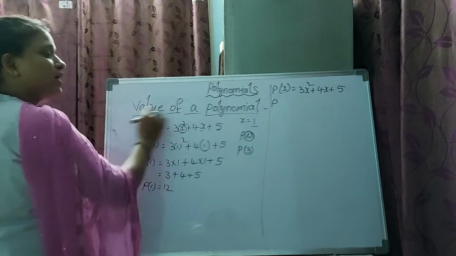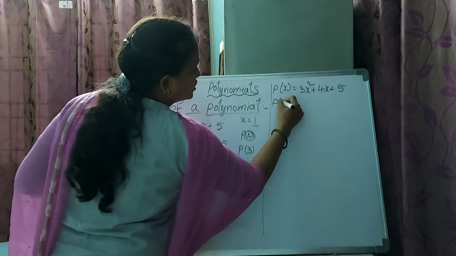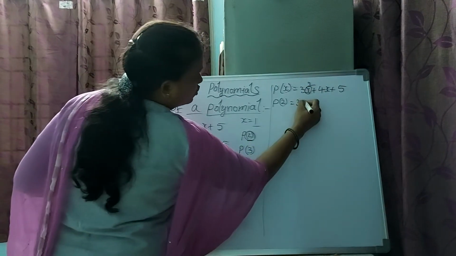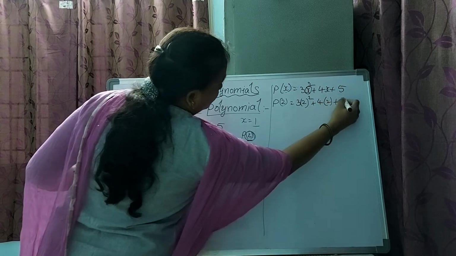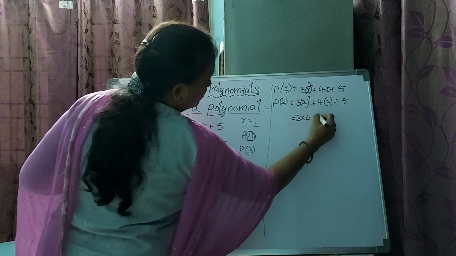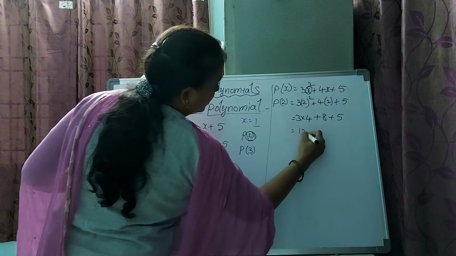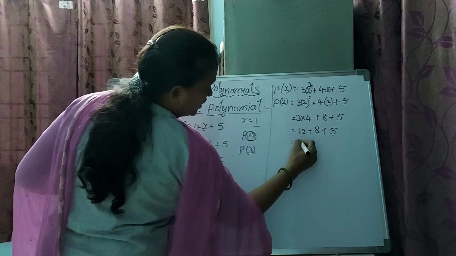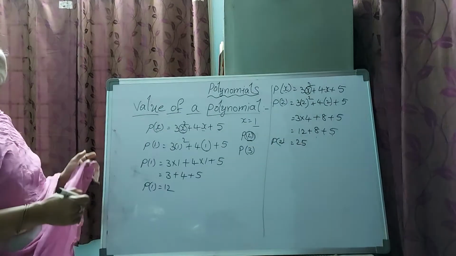Instead of x, you have to write 2 for P of 2. That is the value of a polynomial. We are changing the values of x. P of 2 is equal to 3 into 2 square plus 4 into 2 plus 5. 3 into 2 square means 12, plus 4 twos are 8, plus 5. So 12 plus 8 plus 5 is 20, 20 plus 5 is 25. So the value of P of 2 is 25.